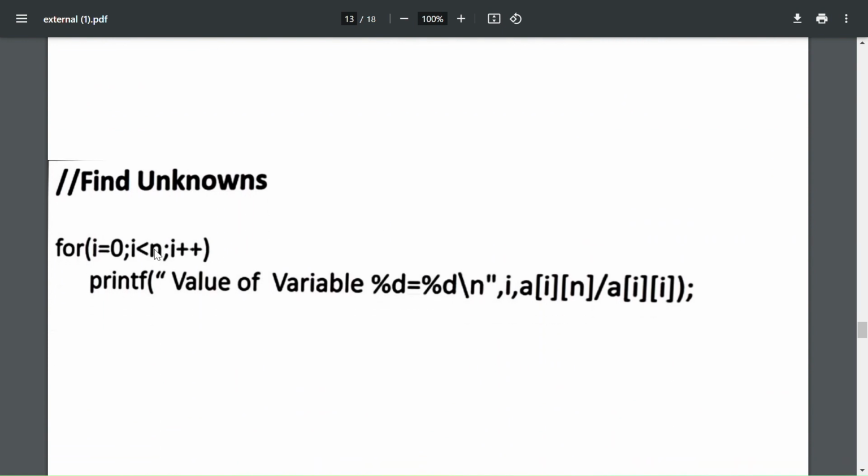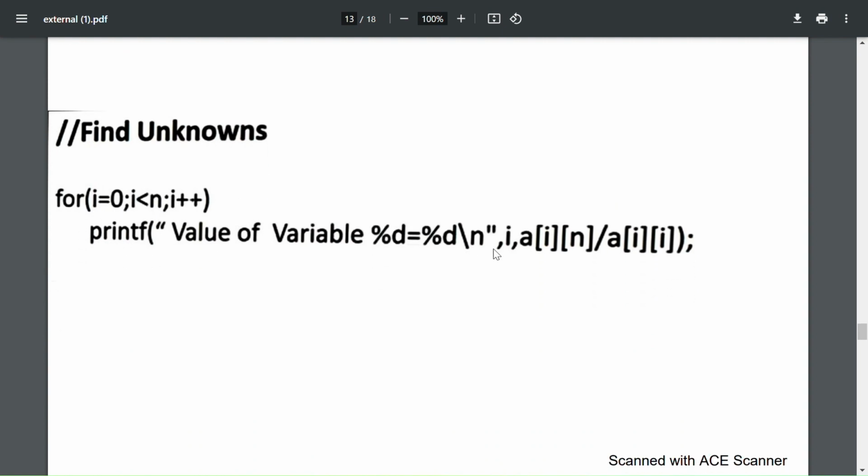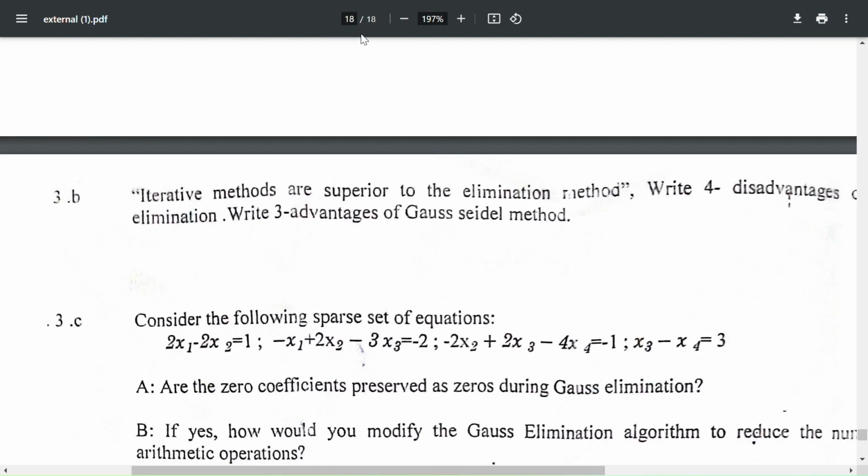So the code for that is we will start a for loop for i equals 0 to n. Then we will print the value of a of i n divided by a of ii. So this is the solution. Now we will move to our next question.